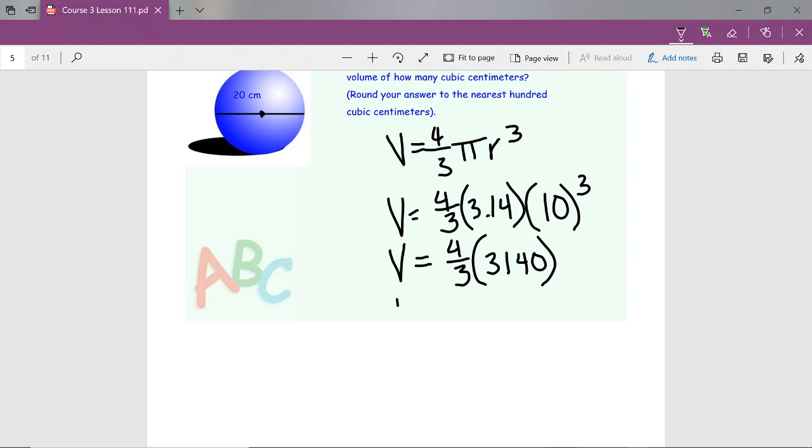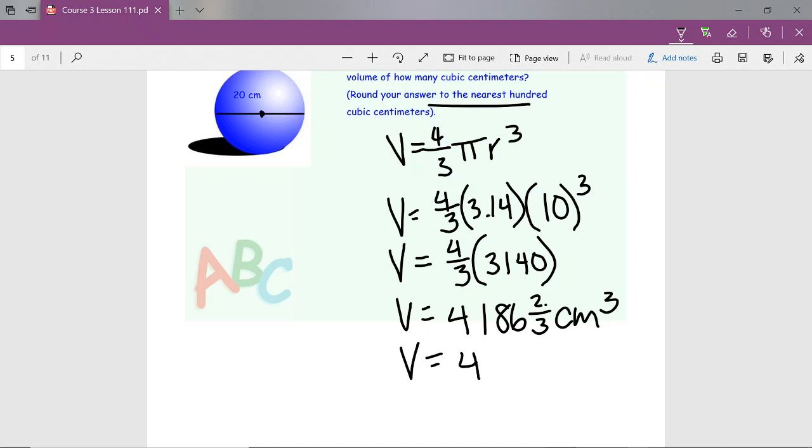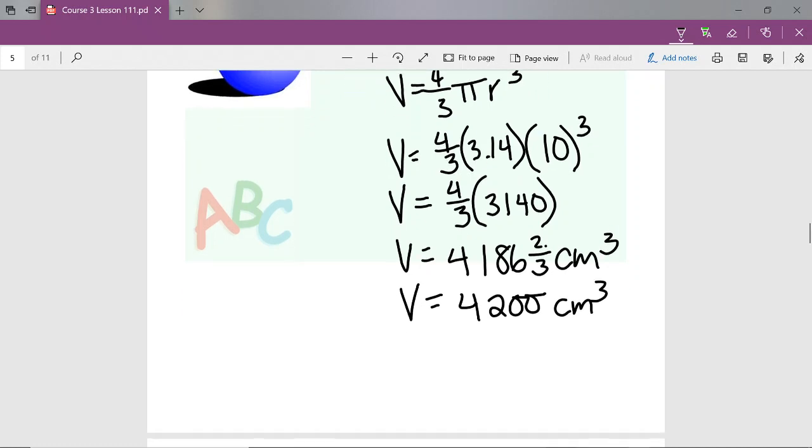Okay, and then when we take 4/3 of that, we'll round afterwards, we get 4,186 and 2/3 centimeters cubed. Okay, so to finish this, it says round to the nearest 100 cubic centimeters. So we would round and say it's about 4,200 cubic centimeters. Okay, just going from the formula that we have created from our original cylinder.